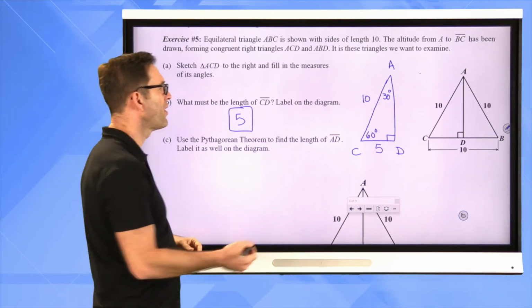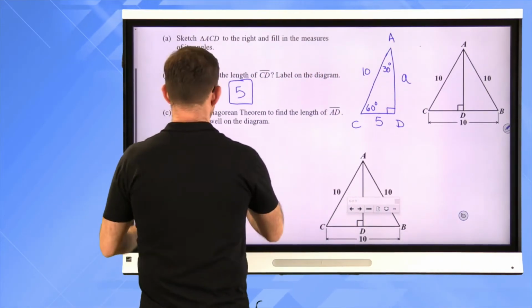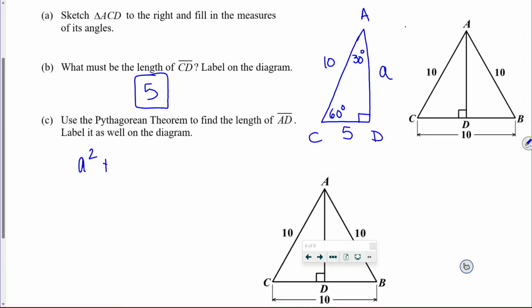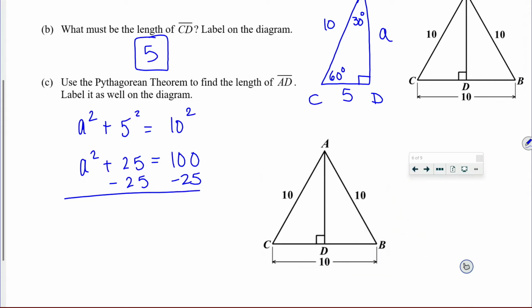All right, well, maybe I'll call it A. I don't know, doesn't really matter, right? And I'll have A squared plus 5 squared is equal to 10 squared. That's going to give me A squared plus 25 is equal to 100. Subtract 25 from both sides. I'll get A squared is equal to 75.